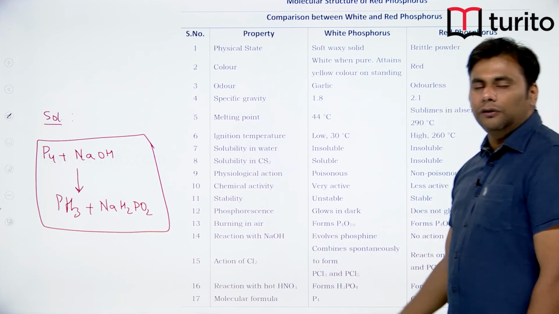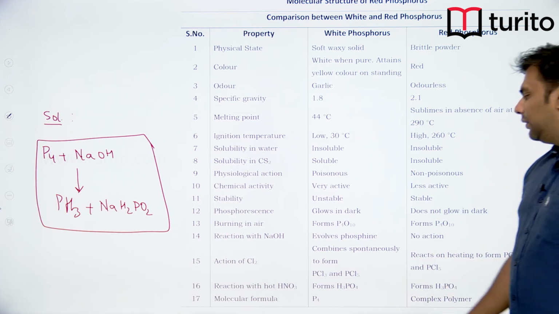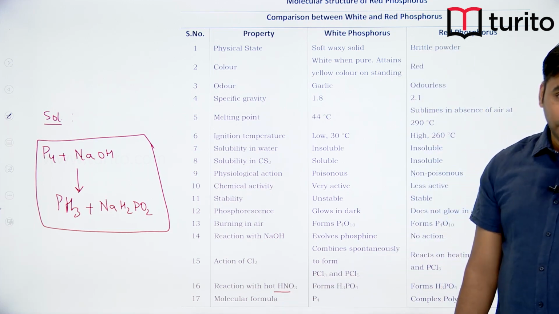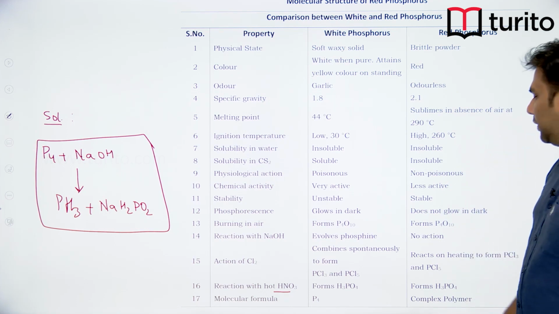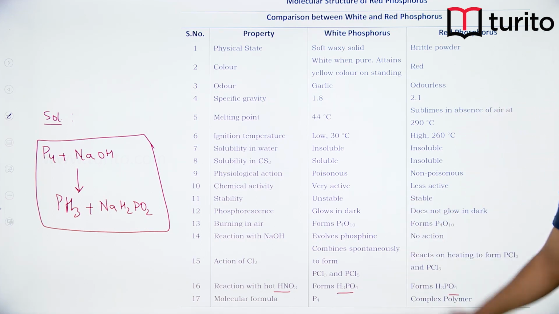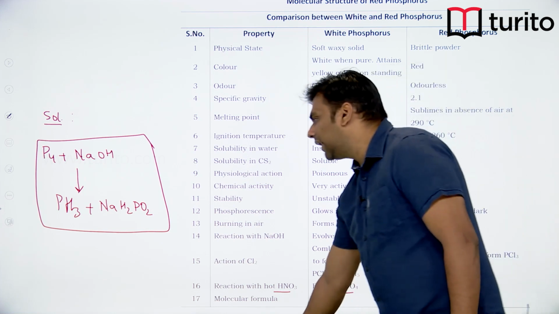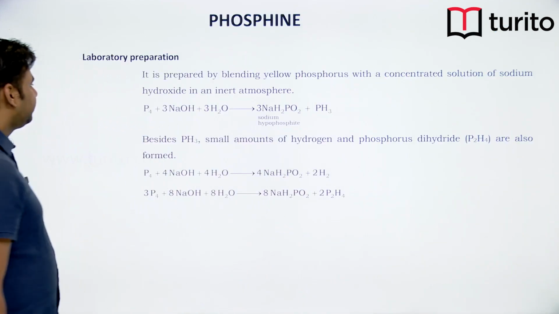So they react with chlorine to form PCl3, PCl5. HNO3 is an oxidizing acid, so P4 reacting with HNO3 will give P4O10, which reacts to form H3PO4. Now we know about the structure also. Black phosphorus is the most stable form.